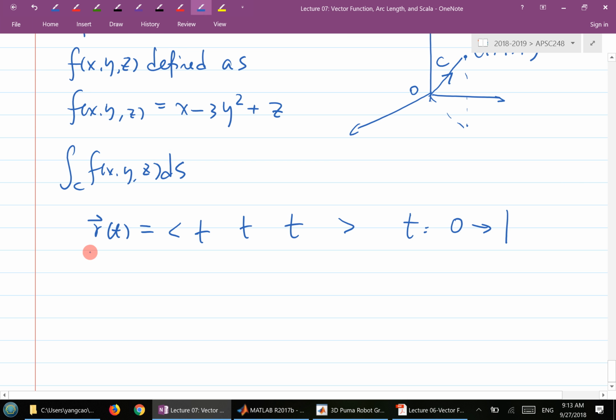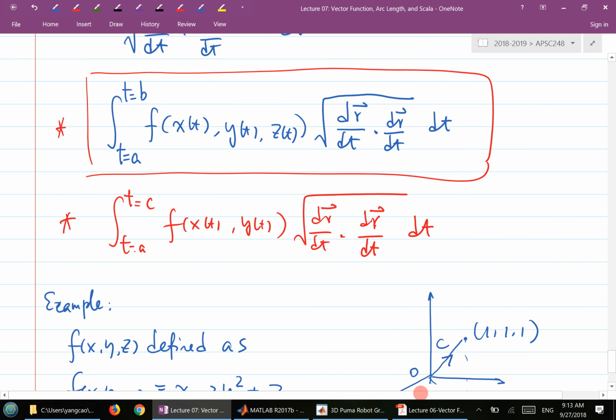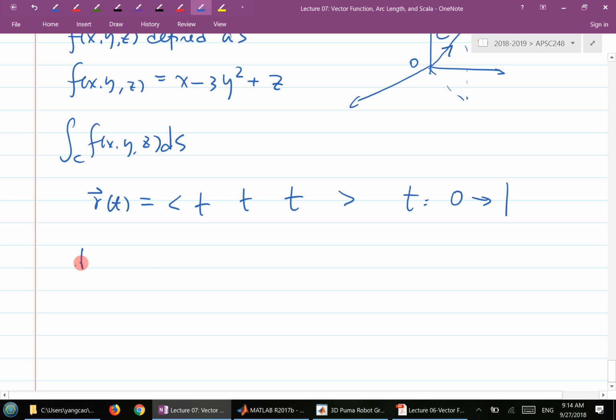Now, for f of x, y, z here, if I look going back to my formula, I need the dr over dt. I also need to substitute the parametric equation of the C into the function f. So let's do these steps here. Let's calculate dr over dt first. And this is very straightforward, 1, 1, 1.